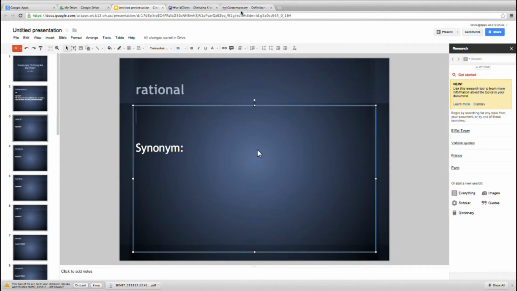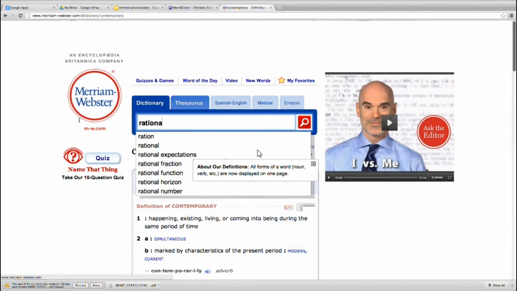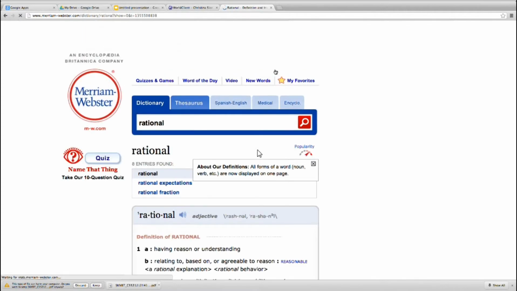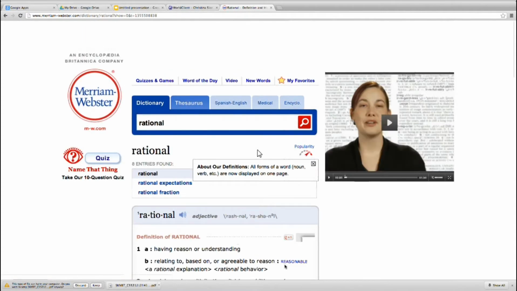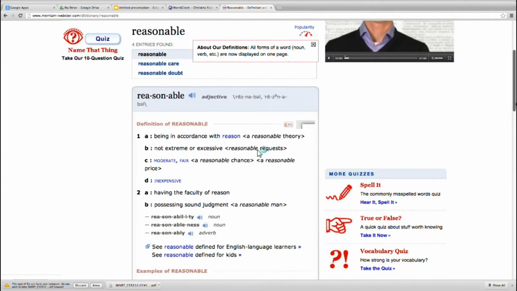The word is rational. Go to my dictionary, type in rational. Having reason or understanding. Okay? Reasonable. There's a good word. Relating to, based on, agreeable to reason. Comprehension. Reasonable is very understandable, kind of. Let's look at how, when I click over here on reasonable, it takes me somewhere else. Here is what reasonable means.